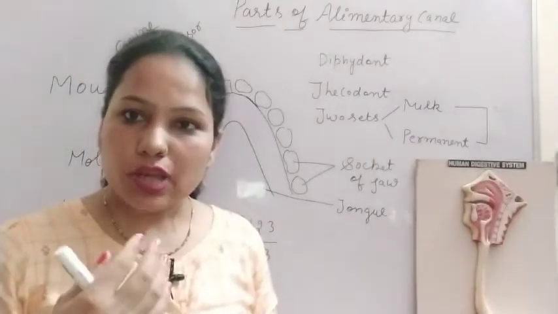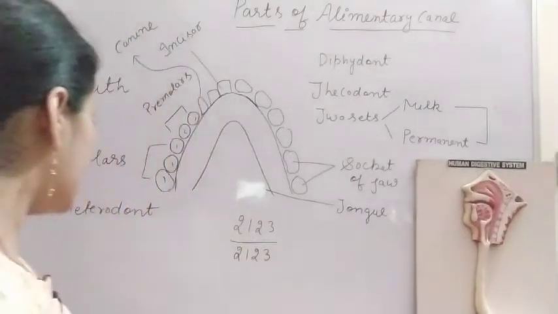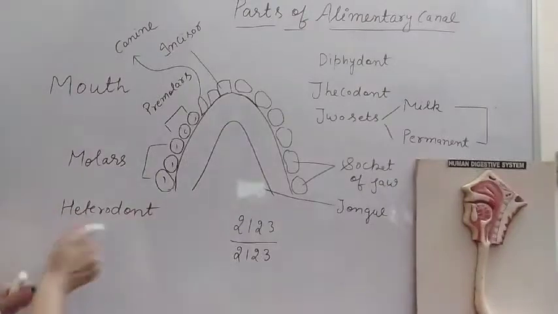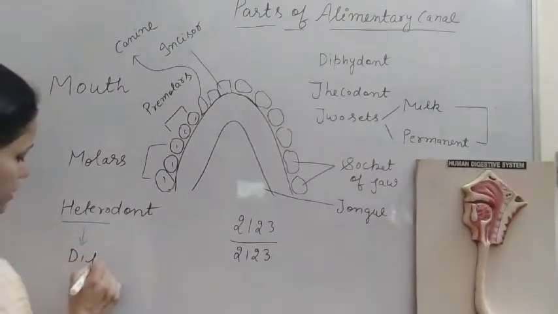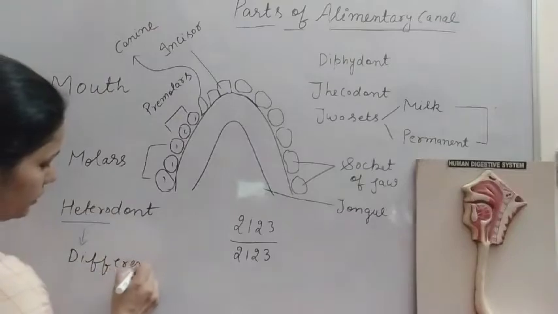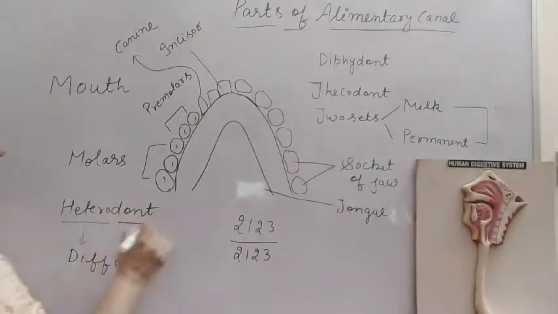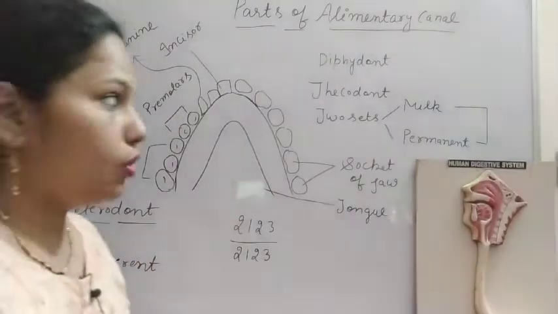So this type of arrangement is known as heterodont. Hetero means different and dont means teeth. So different types of teeth are present. So we can say this type of arrangement is known as heterodont.